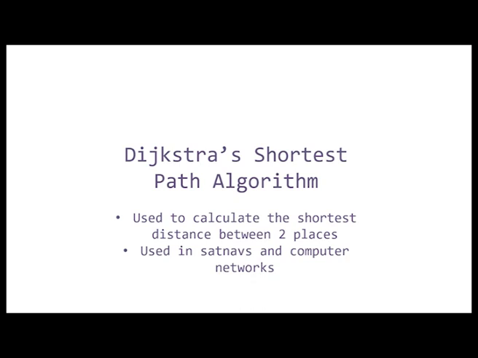So Dijkstra, he was a Dutch computer scientist and published this algorithm in 1959. And it has a very practical use because it is used to calculate the shortest path between two places, and is used in sat-navs to find the best route, and also computer networks to route data packets.